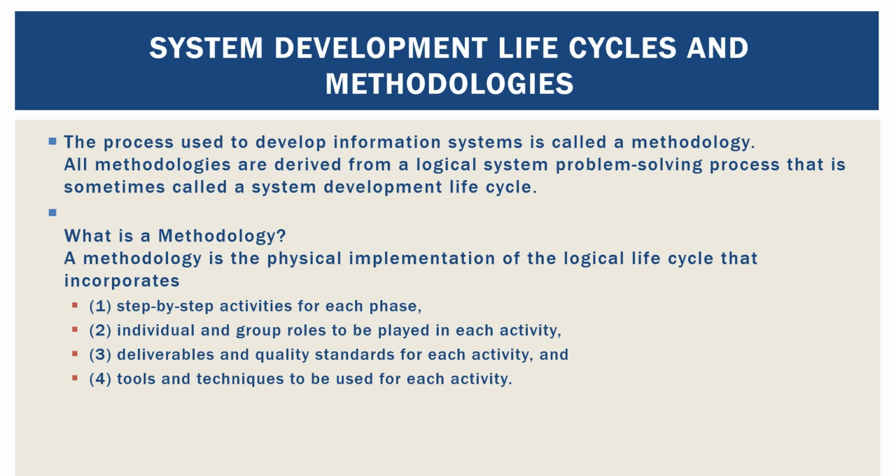Because we have identified the activities involved in the entire process, or in the entire physical implementation of the logical life cycle, we know the steps, and we need to identify individual and group roles. Also, we need to identify the deliverables, that is, the output of each activity. For example, if we execute activity number 1, what is the outcome of activity number 1? It becomes a deliverable. Then we need also to set up quality standards for each activity. Then we need also to outline what tools and techniques to use for each activity.